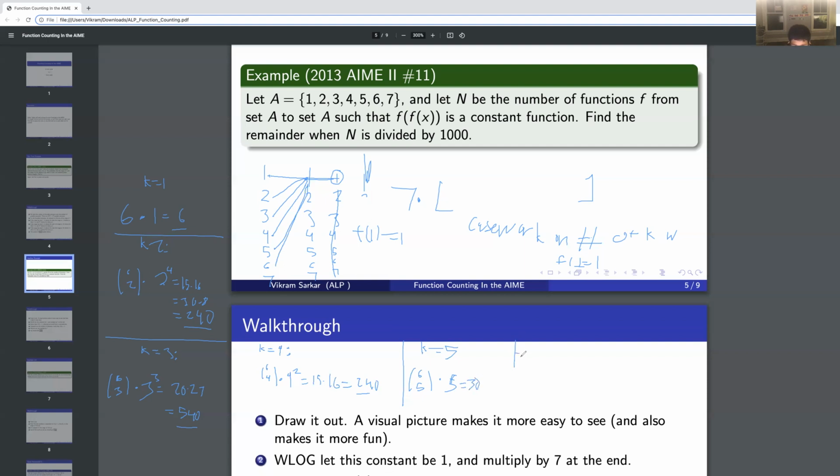And finally, k equals 6. And just one way to do it. Right, one way to choose it, just 6, 6, and just 1. So add them all up. 6 plus 240 is 246. 246 plus 540 is 786. 786 plus 240 is 1026, which is what we want mod 1000, right? So just 026, I guess.